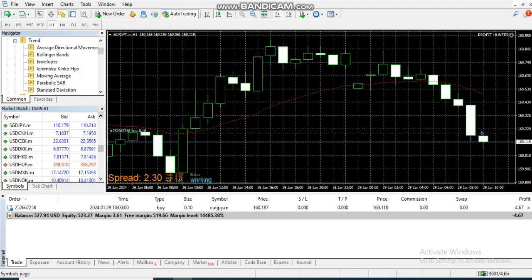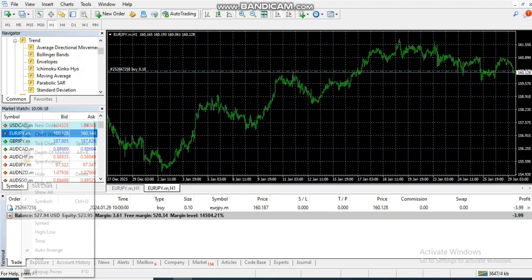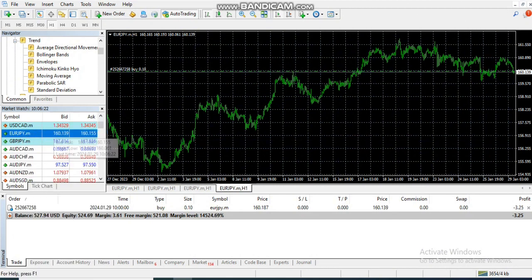So what to do here, I will come and find where Euro JPY is. Not Euro USD, Euro JPY. I will find Euro JPY, and I add Euro JPY on the chart, and the bot also.